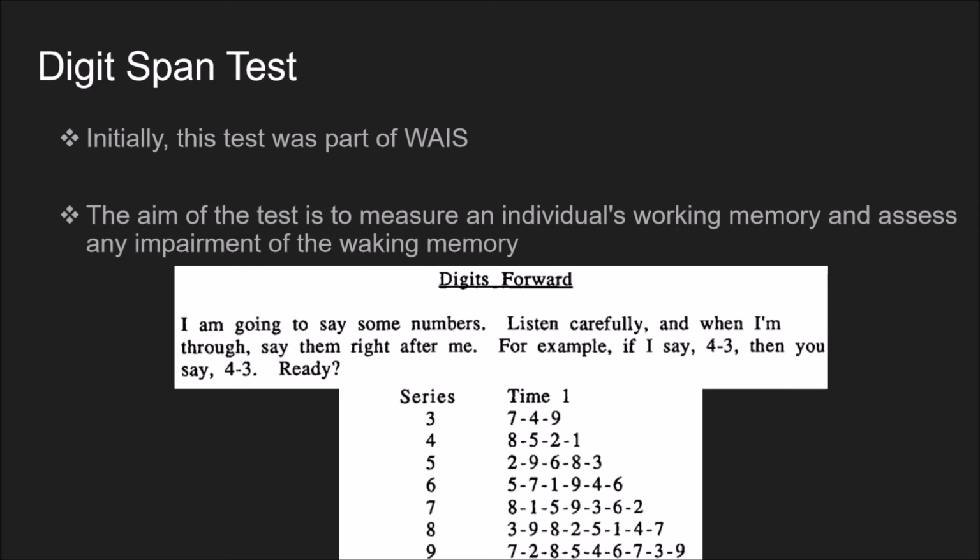Digit Span Test. Initially, this test was part of WAIS. The aim of the test is to measure an individual's working memory and assess any impairment of the working memory. So they read out some numbers and ask you to repeat them in exactly the same order. In some tests, they also ask you to repeat them in reverse order. Just for your information, the current record to memorize spoken random numbers, spoken at the rate of 1 digit every second, and repeat them in the same order is 456 by Lance Tschirhart from USA in 2015.